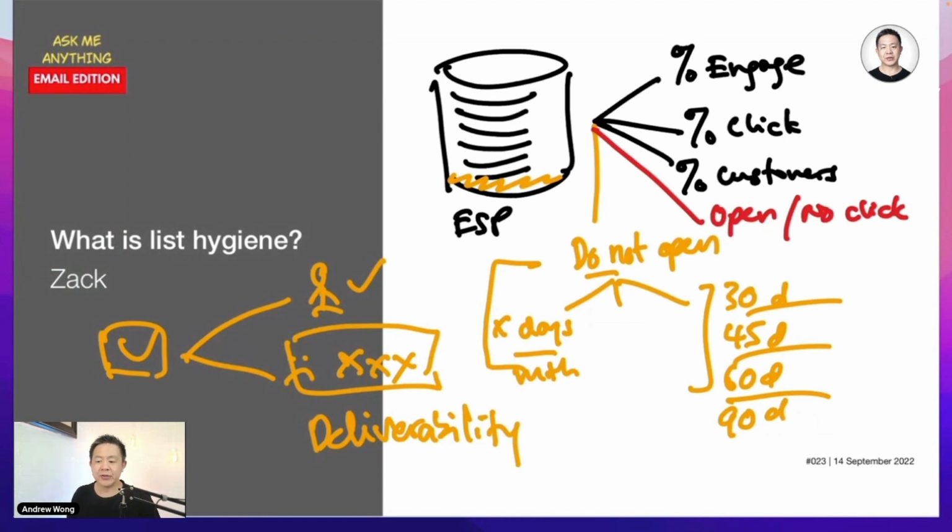So having list hygiene is primarily to help you make sure that your email deliverability remains high and you're sending emails to people who really want to receive, read and interact with your emails. All right. That's at the very core, that's as simple as it is. Okay.